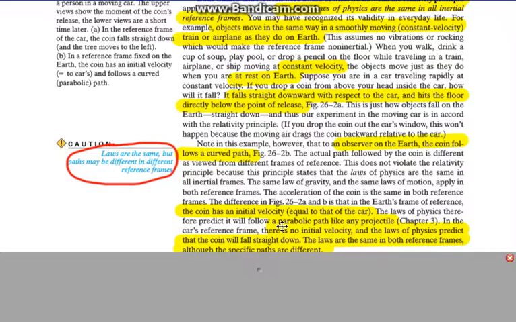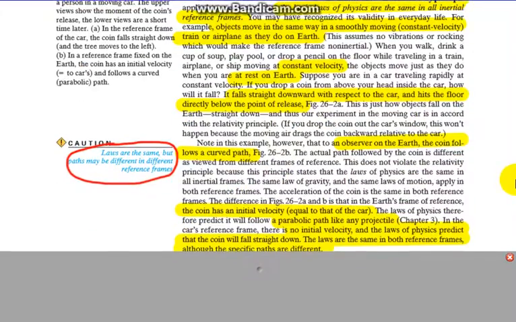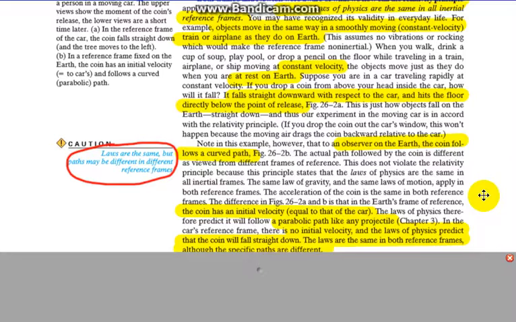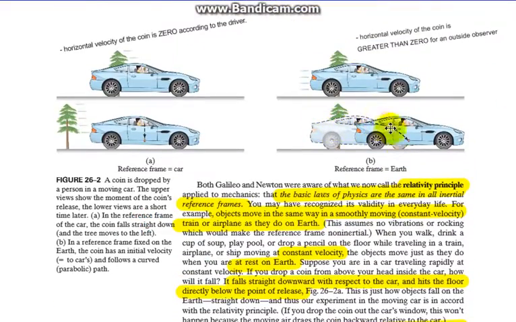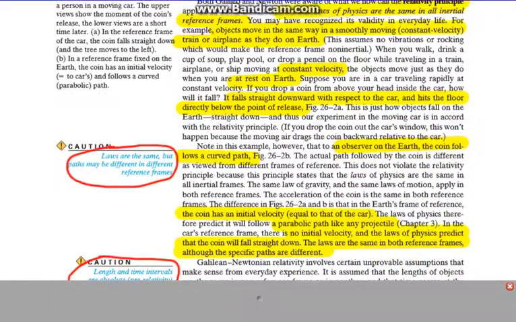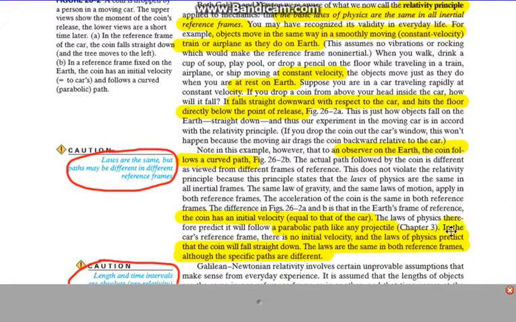So the laws of physics therefore predict it will follow a parabolic path like any other projectile, as we'll see, and that's in fact what happens in this scenario right there. So the laws of physics apply equally in both of those inertial reference frames. In the car's reference frame, there is no initial velocity, and the laws of physics predict that the coin will fall straight down, because that's what happens when we have no initial velocity. But of course, if we have an initial horizontal velocity, the laws of physics apply in that there'll be a curved, a parabolic shape. And we'll look at that when we go back and study that in Physics 30. So the laws are the same in both reference frames, although the specific paths are different.